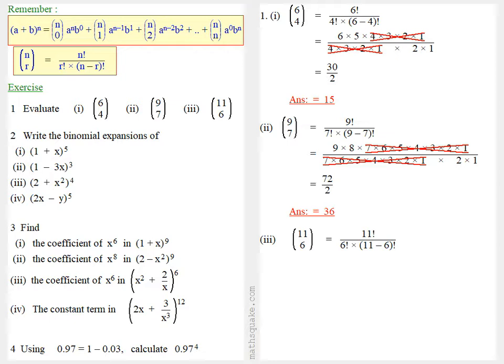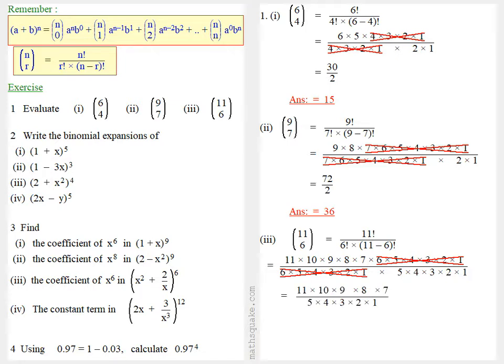In part 3 we're asked to find the value of 11C6. That is 11 factorial over 6 factorial times (11 minus 6) factorial, which is 5 factorial. So we have 11 times 10 times 9 times 8 down to 1 over 6 times 5 times 4 down to 1 times 5 times 4 down to 1. Now the 6 factorial can cancel top and bottom. So that leaves us with 11 times 10 times 9 times 8 times 7 over 5 times 4 times 3 times 2 times 1. Now, the 10 cancels with the 5 and the 2, the 9 cancels with the 3 to leave 3, and the 8 cancels with the 4 to leave 2. So we're left with 11 times 3 times 2 times 7, which is 462, and so our answer is 462.